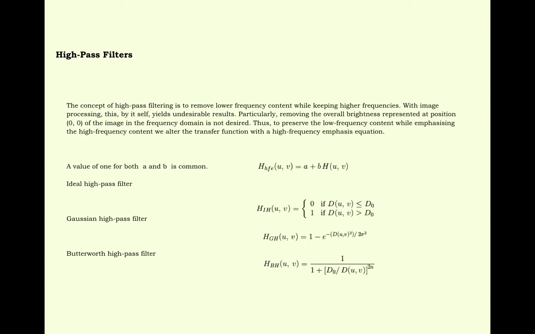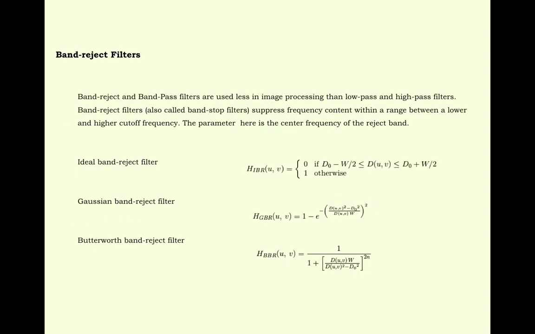Now the high pass filter characteristics. For the high pass characteristics, the value of 1 for both A and B is common. So the high pass characteristics is equal to A plus B of the characteristics of low pass. Similarly, for the ideal filter, H is equal to 0 for frequencies less than a particular frequency D0 and 1 for the rest. The second one is for Gaussian and the last one is for the Butterworth high pass filter.